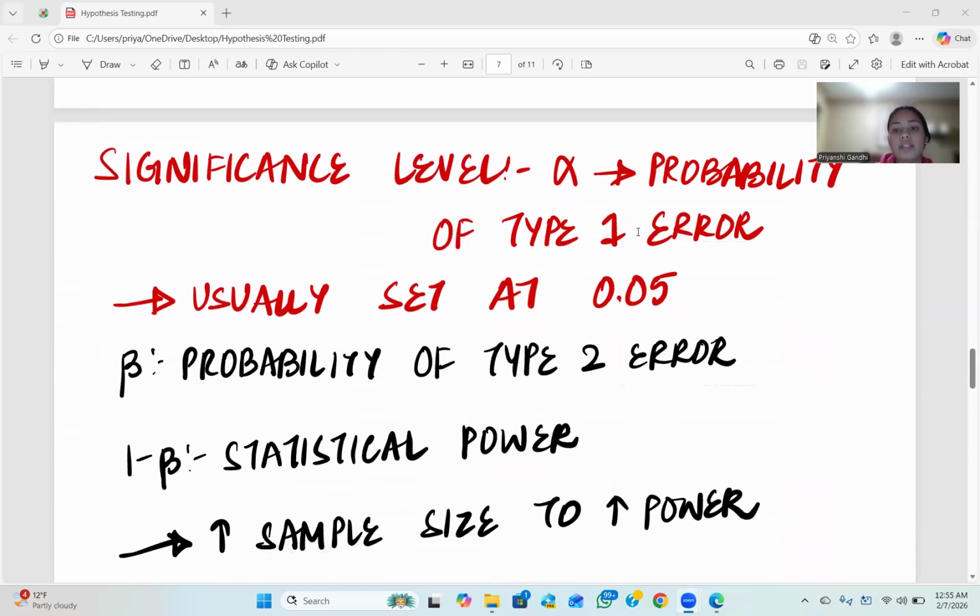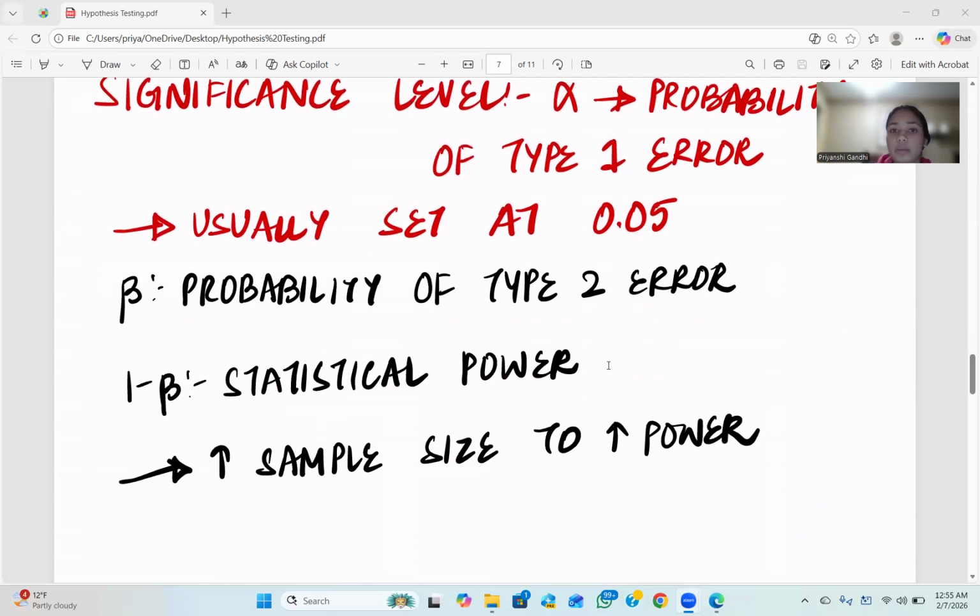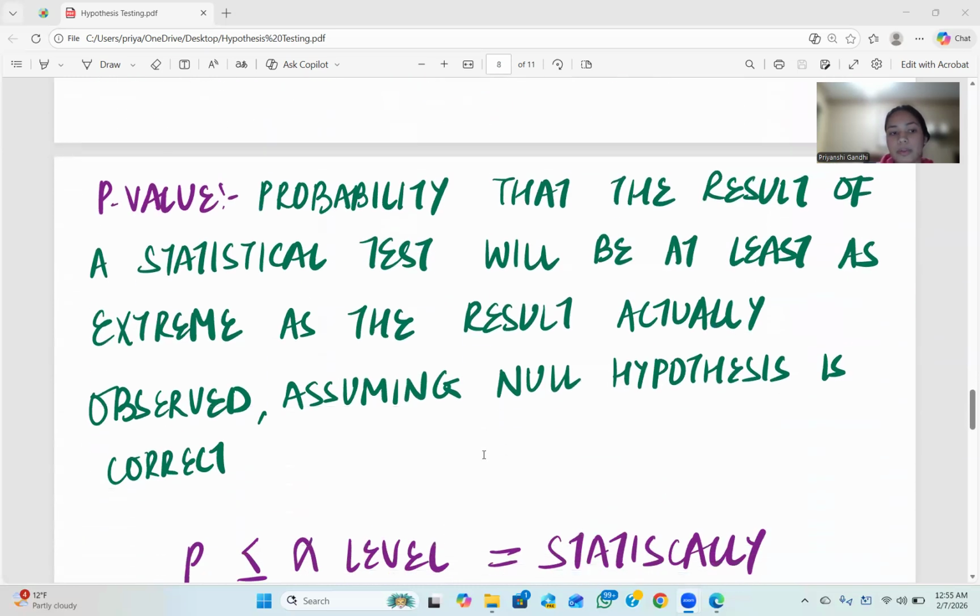So alpha is the probability of type 1 error and it's usually set at 0.05. Beta is the probability of type 2 error. So if we subtract beta from 1, we get the statistical power. If we increase the sample size, we can increase the power.